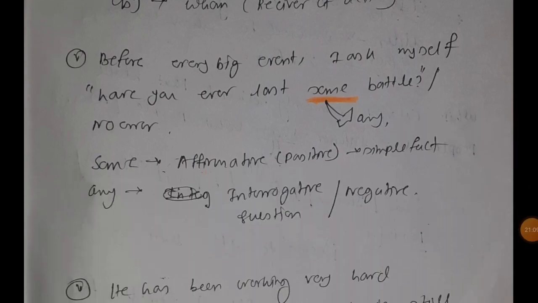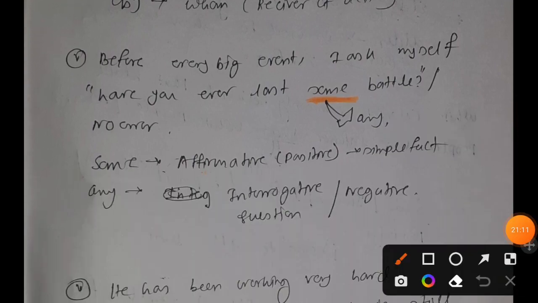And before every big event, I asked myself, have you ever lost some battle? So we are using some for affirmative sentences and when we are talking about a fact. Okay, but here we are interrogating, right? So that is why we will use any. And any can also be used for negative questions.